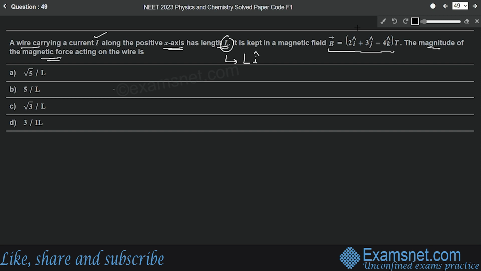Now what is the formula for magnetic force? Force is equal to I, current I, vector L cross vector B, where L is the length of the wire and B is the magnetic field. So I vector L can be written as L i cap because it is along the x-axis, cross vector B, that is 2i cap plus 3j cap minus 4k cap, right?